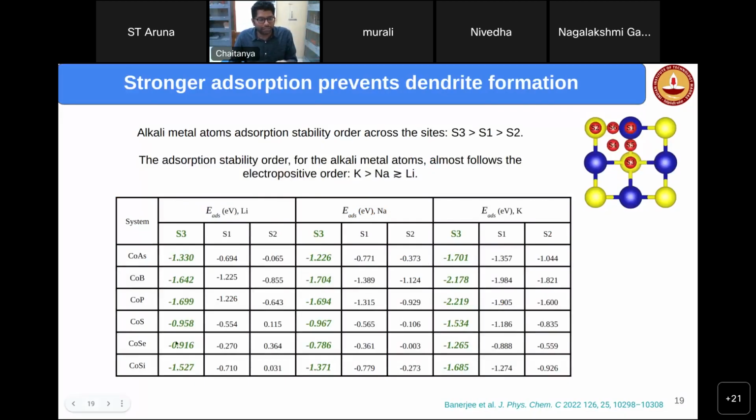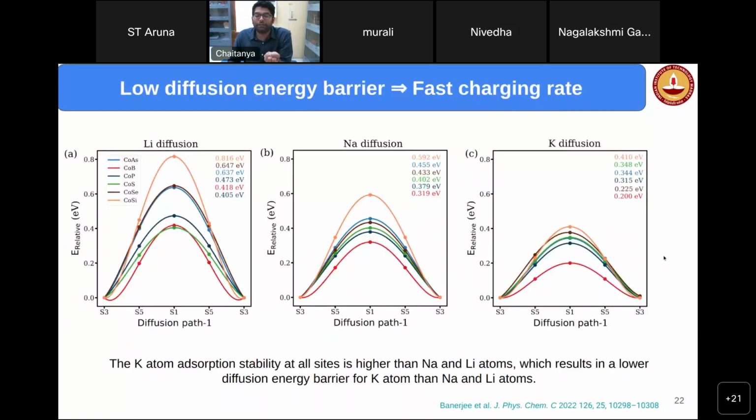Similarly, you consider for any other material. Let us consider cobalt sulfide, 0.95, 0.96, roughly the same, whereas this is absorbing with minus 1.5 energy. So as such, potassium is the one that is absorbed very strongly onto this material. But what we are finding here, the migration energy barrier for the potassium is very less. So for some people, at least, this is very counterintuitive, because your potassium atom is very strongly absorbing onto this material. Why for that the migration energy barrier is very less?